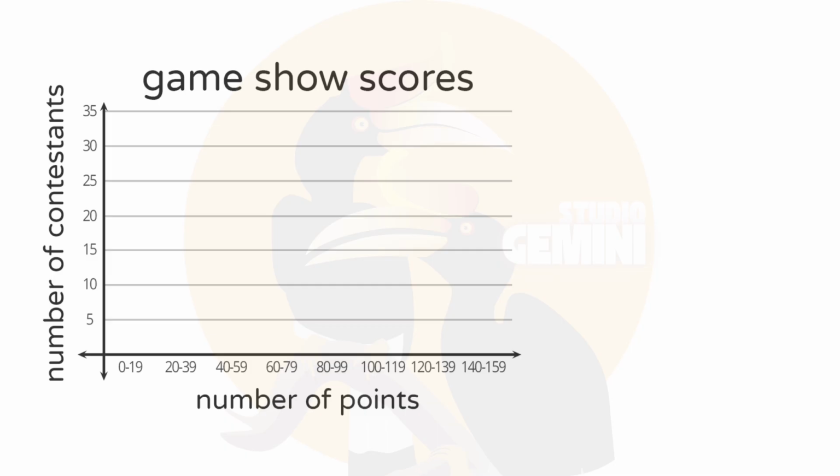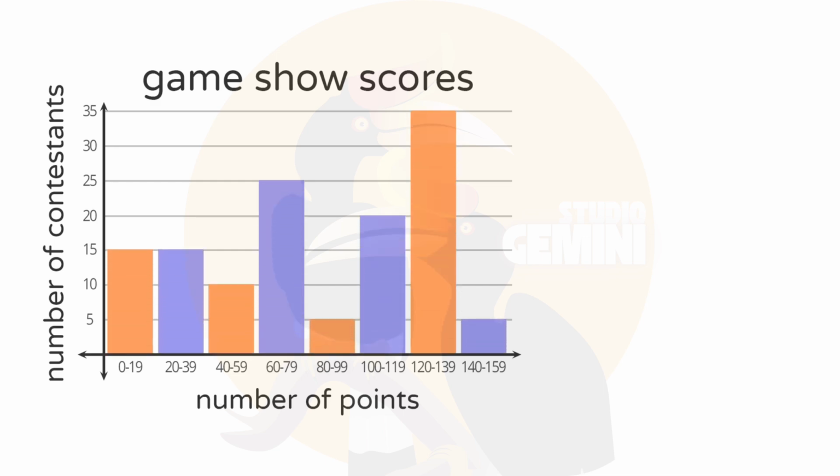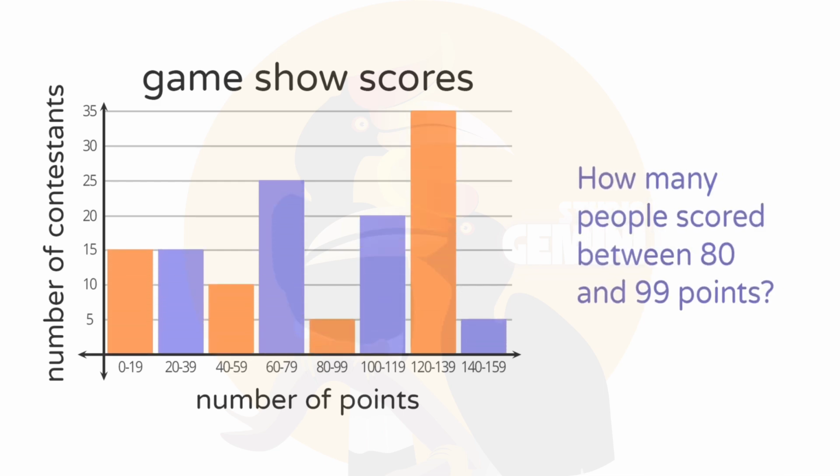In this example, the staff of a game show tracked the performance of all the contestants during the past season and recorded the data in this histogram. How many people scored between 80 and 99 points? Remember that the height of each bar shows the number of people in that range.